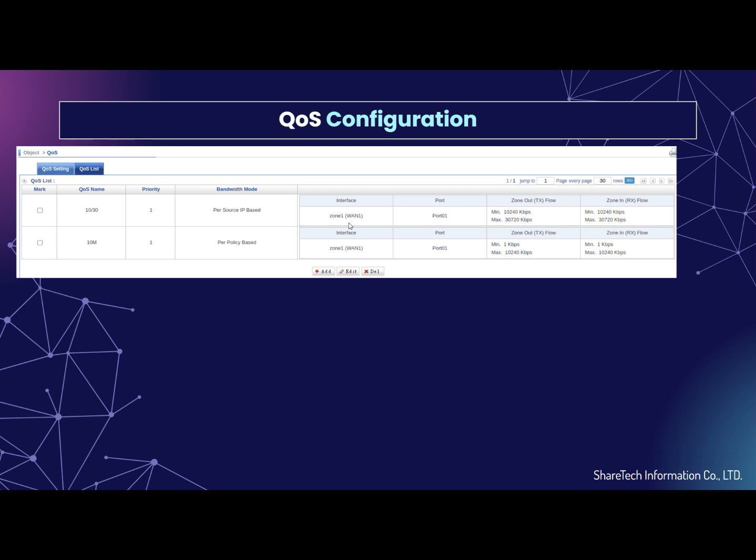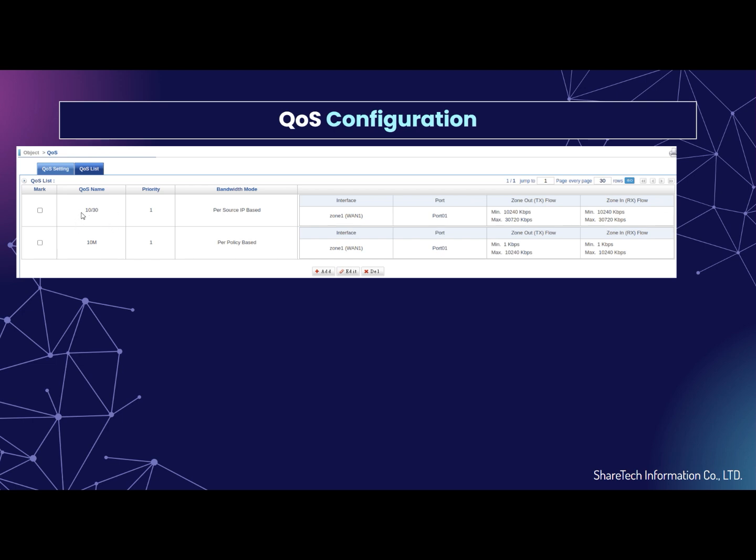Suppose I want to add a new rule and apply QoS. There are two ways to set it up. The first way is to set it up in QoS first, and then select it in the rules.